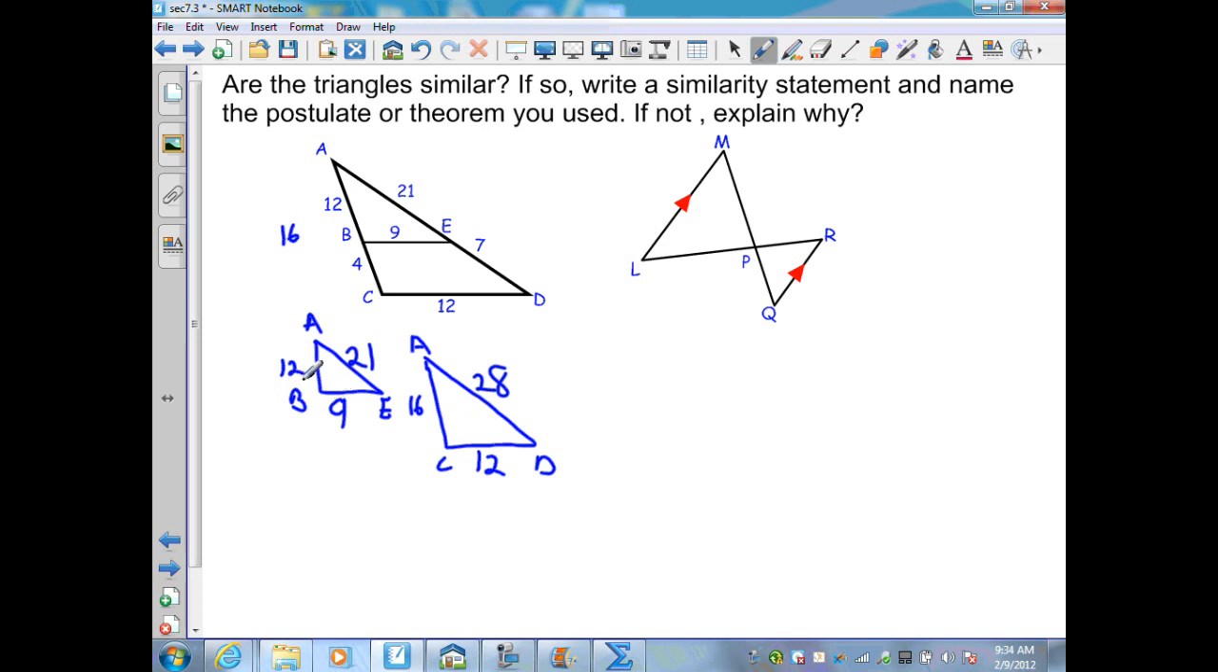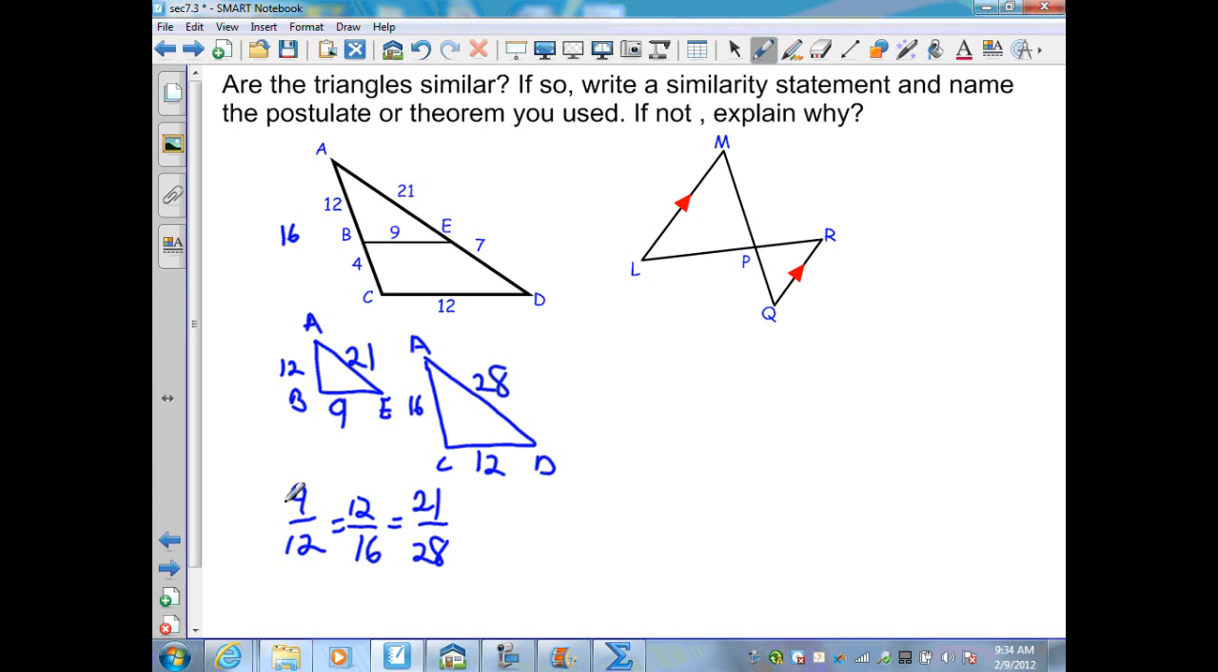Remember, small to small, large to large, medium to medium. So here, my smallest is 9, 9 over 12. Medium, 12 over 16. And large, 21 over 28.